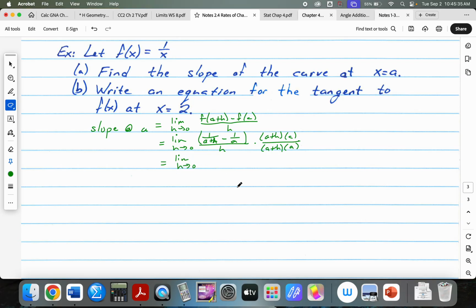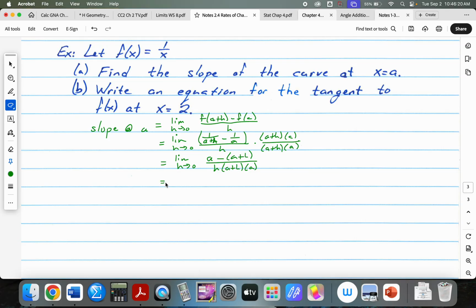So this will be the limit as h goes to 0. When we multiply 1 over a plus h times a plus h, that's just 1. So I'm just left with a. Minus, when I multiply the 1 over a times a, that's just 1. So I'm left with a plus h, all over h times a plus h times a. On these problems, it's never a good idea to try and expand the denominator. What we really want is for something to cancel. So we'd like it to be in factored form.